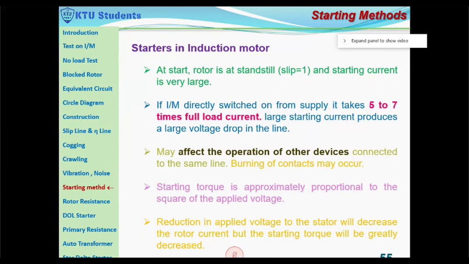That is, starting torque will be equal to K into E2 square S into R2 divided by R2 square plus SX2 the whole square. From the equivalent circuit, we can derive this, that is torque proportional to phi 2 I2 cos phi 2. So from that we can derive the expression. So you have to reduce this starting current and increase the starting torque.